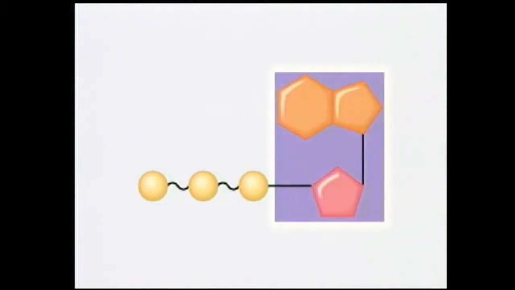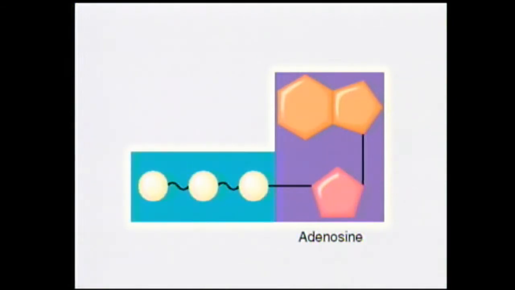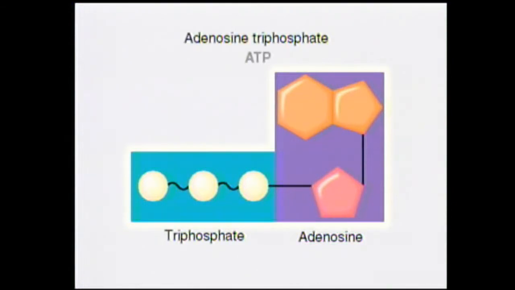The adenine and ribose portion of the ATP molecule is called adenosine. The three phosphates linked to the ribose in a chain are called triphosphate. Adenosine together with the three phosphate groups is called adenosine triphosphate, or ATP.